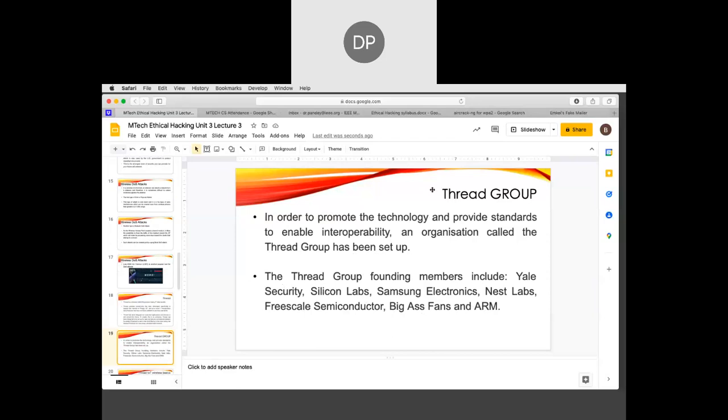Thread Group. In order to promote the technology and provide standards to enable interoperability, an organization called the Thread Group has been set up. The Thread Group founding members include Yale Security, Silicon Labs, Samsung Electronics, Nest Labs, Freescale Semiconductor, Big Ass Fans, and ARM.